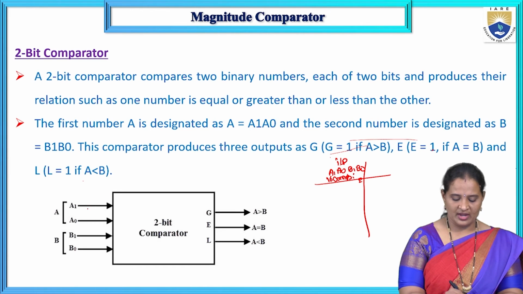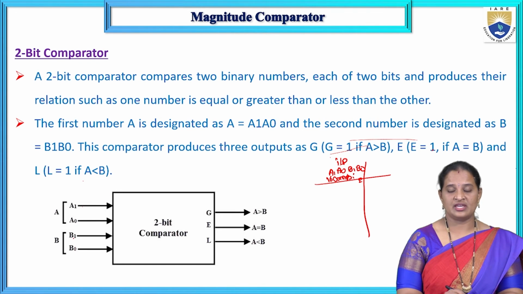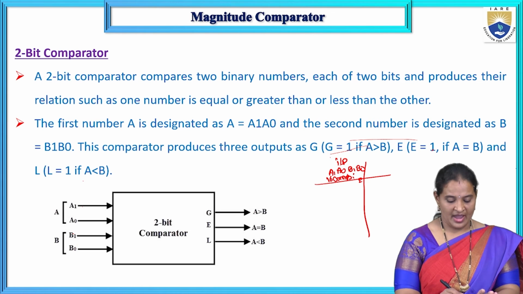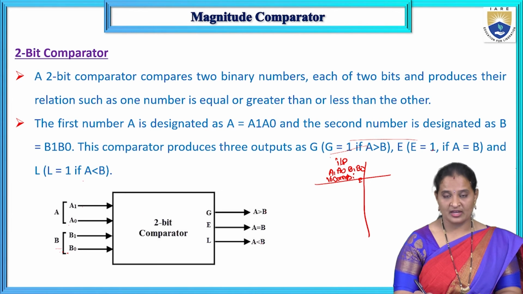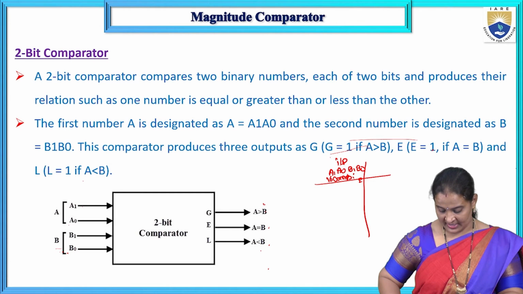As I told you, we have 4 inputs here because the two numbers are binary, having 2 bits each. So A1, A0 are related to A, and B1, B0 are related to B. And this is a 2-bit magnitude comparator. Finally, we have 3 outputs: A less than B, A equal to B and A greater than B.